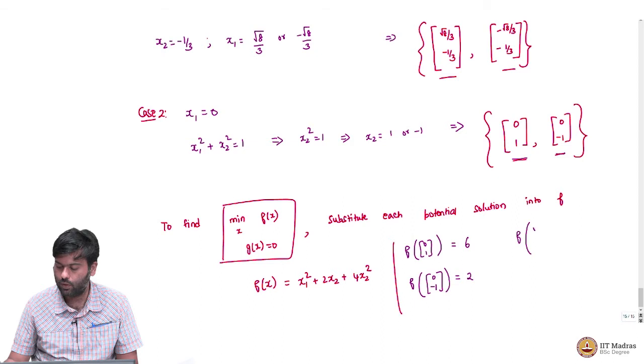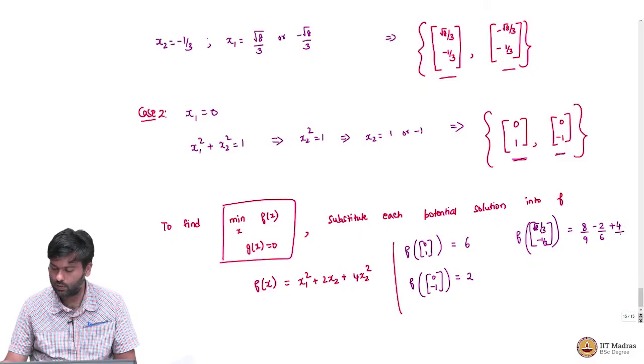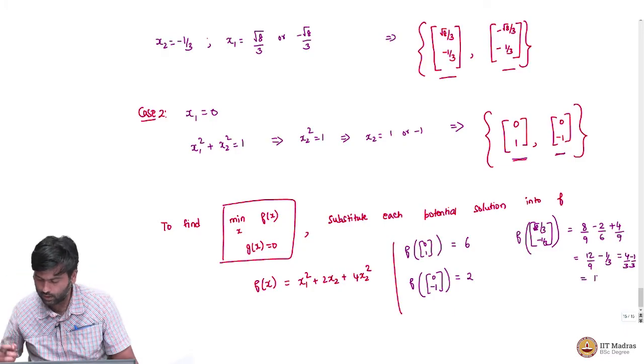Now, what about f of square root of 8 by 3 comma minus 1 by 3? Well, that is going to be 8 by 9 plus 2x2, where x2 is minus 1 by 3, so minus 2 by 3, plus 4 times x2 squared, which is 4 over 9, right. So which is 12 over 9 minus 2 over 3, let me make sure I am doing this correctly, 4 over 3 minus 1 by 3, I think this is 1 if I am not wrong, yeah.